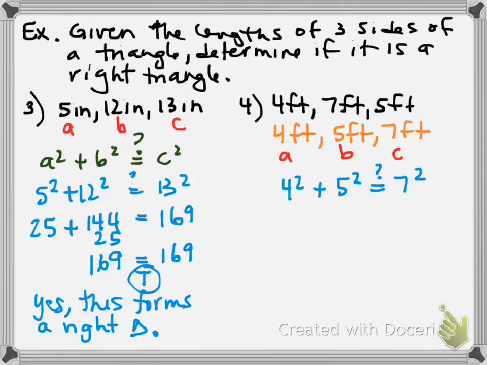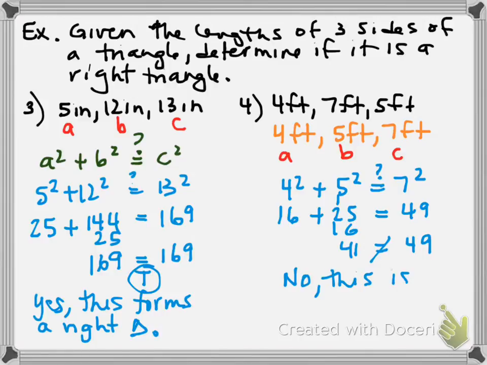What's 4 squared equal? 16. What's 5 squared? 25. What's 7 squared? 49. So we're going to add these, and I get 41. Ooh, does 41 equal 49? No. So we say, no, this is not a right triangle. It's not that it's not a triangle, it's just simply not a right triangle. We're told it comes from a triangle, but it's not a right triangle. So that's what you guys are going to be working on for your homework tonight.